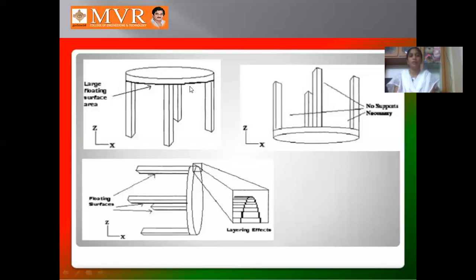See, this is a large rotating surface. Suppose this is the product I am taking. Okay, see, I am taking the table. Now this is the large product with a large rotating surface area. In a large rotating surface area, it has no support. At the bottom also, it has no support. No supports are necessary around it. Also, floating surfaces should be layered throughout the projected area, and we have to model this throughout the process of the materials.